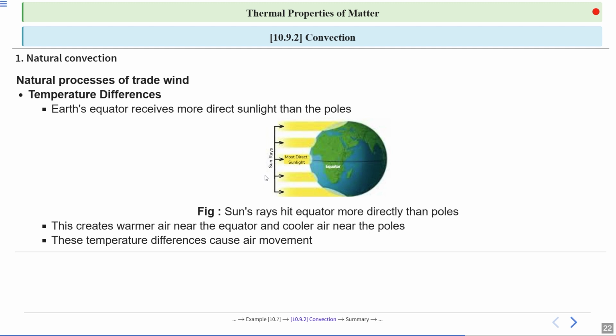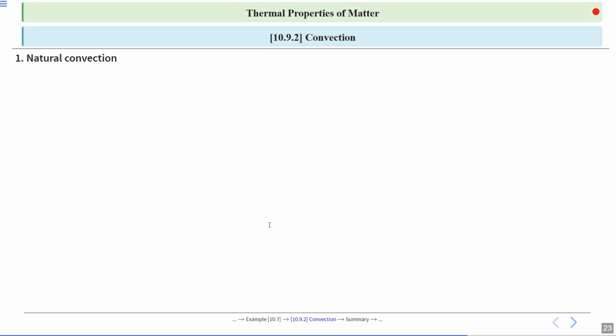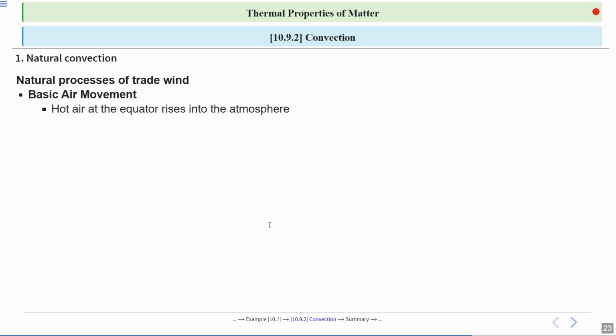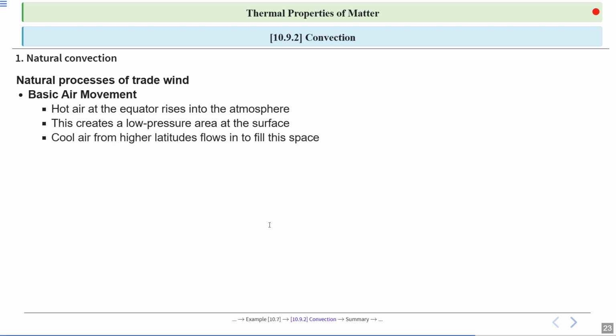Rising air creates a low pressure area at the equator. Now, the natural process of trade wind: basic air movement. Hot air at the equator rises into the atmosphere. This creates a low pressure area at the surface, and cool air from higher latitudes flows in to fill this space. This creates a simple circular pattern of air movement.